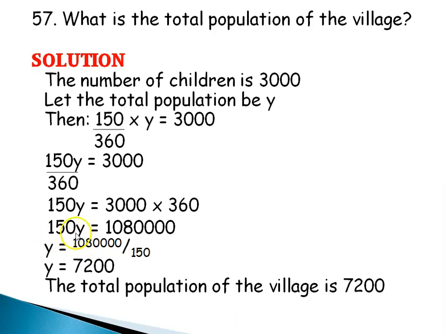And then we divide both sides by 150. 150Y divided by 150 will give us Y. 1,080,000 divided by 150 will give us 7,200. So 7,200 is the total population of the village. Do we understand that? Very good.